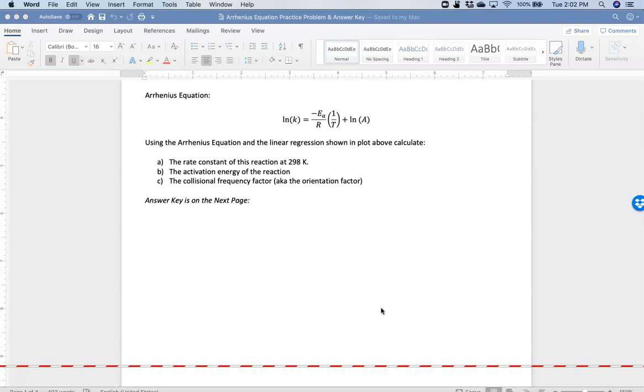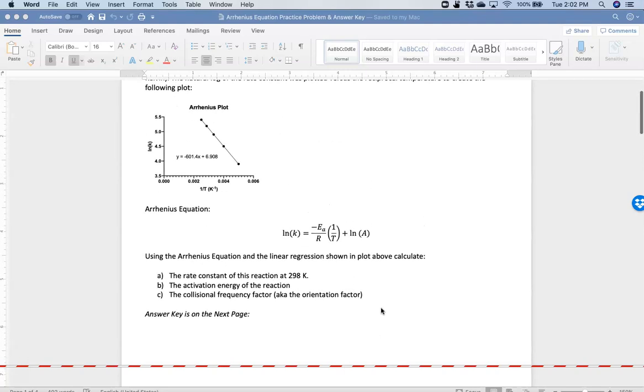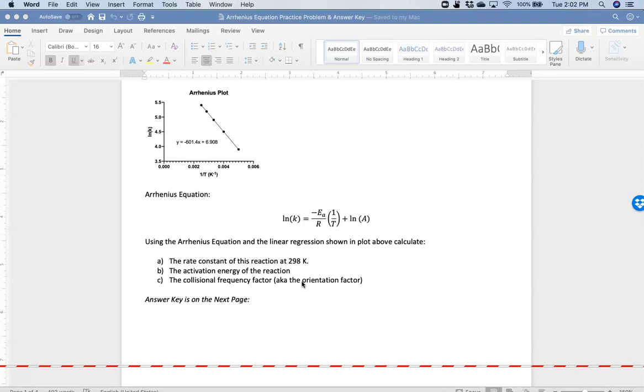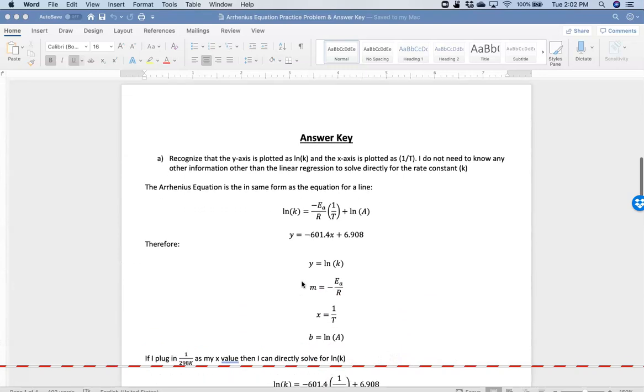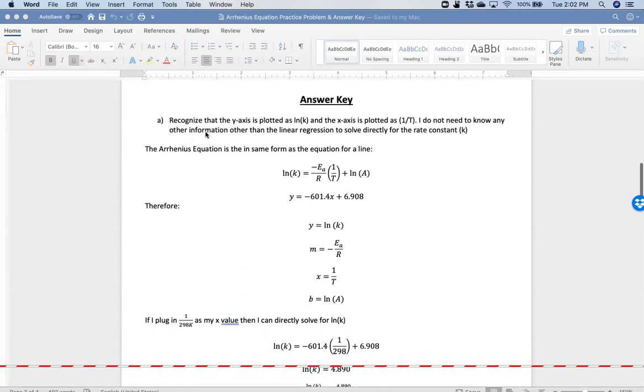So we have our data, and it says using the Arrhenius equation and the linear regression shown in the plot, calculate the rate constant at 298 K. So we need to know a couple of things. We're trying to find the rate constant k at 298 K. For part A, we need to recognize that the y-axis is plotted as the natural log of k, and the x-axis is plotted as 1 over the absolute temperature. So what does that look like?